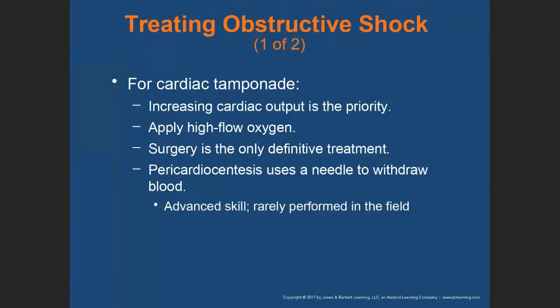For cardiac tamponade, which is a form of obstructive shock, increasing cardiac output is the priority. Apply high flow oxygen. Surgery is the only definitive treatment. The patient is going to require pericardiocentesis, which is basically using a needle to pull the fluid out of the pericardial sac. It is an advanced skill, but it is rarely performed in the field. I was taught how to do it as a paramedic, but I would never attempt that in the field. You were taught the procedure, but that's not something I'm going to do in the field. Definitely not.